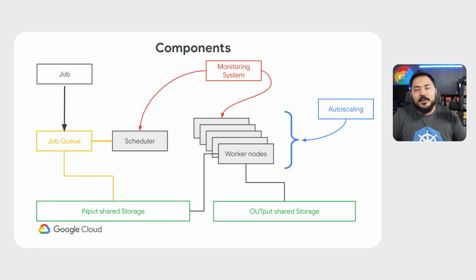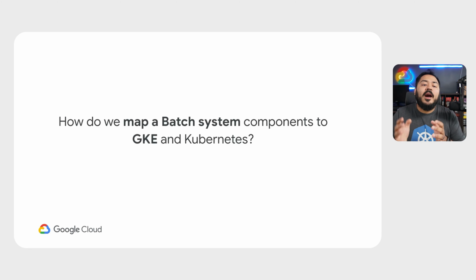In the previous video, we looked at what a typical batch platform for HPC looks like in general. In this video, we're going to look at how that looks in the world of Kubernetes. We looked at this particular diagram where we had a job that goes through a queue, gets scheduled by the scheduler to our worker nodes, and we had storage to both handle the input and output of our workload. But how do we map a batch system's components to GKE and Kubernetes?